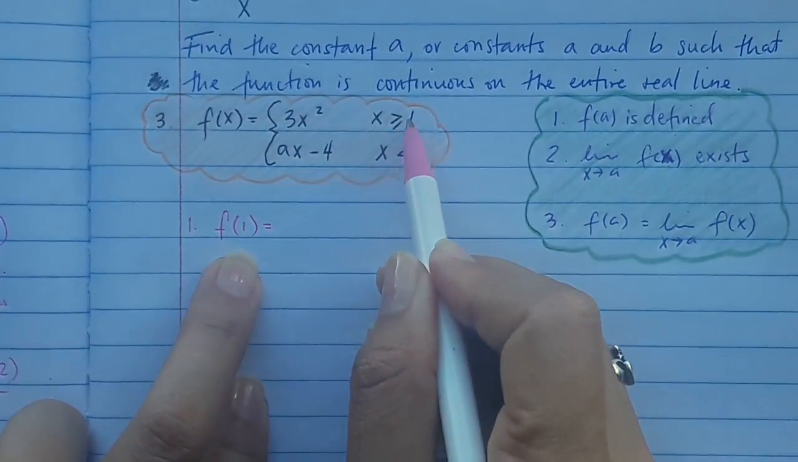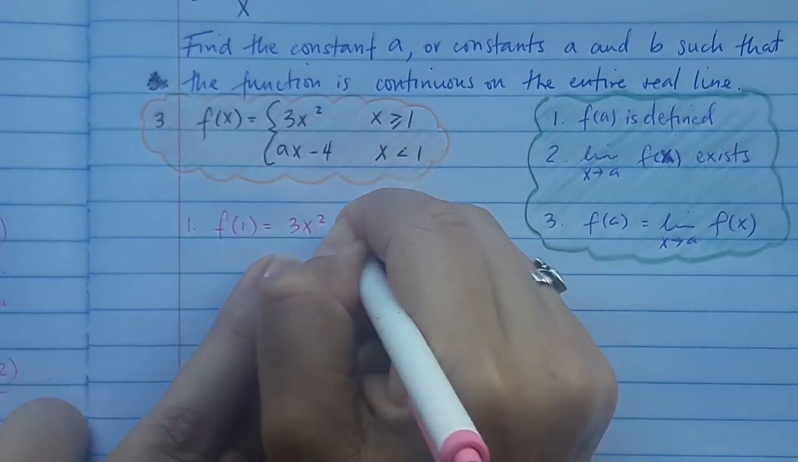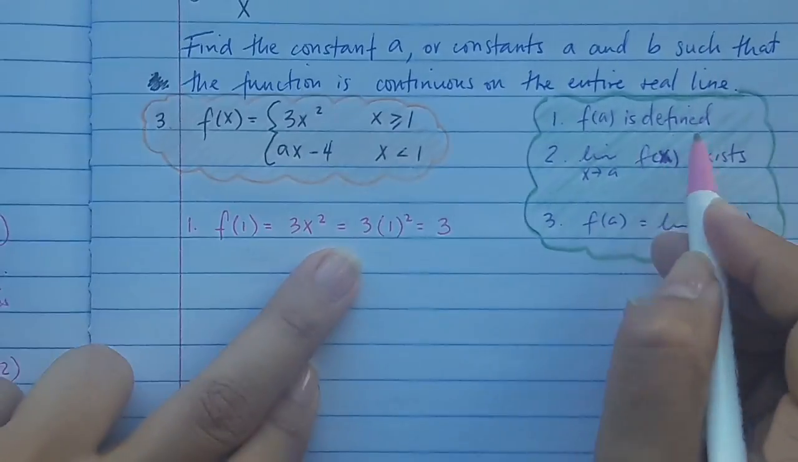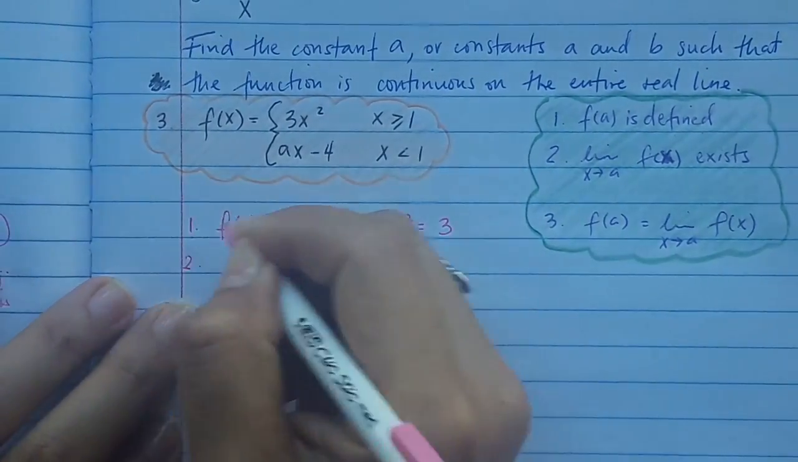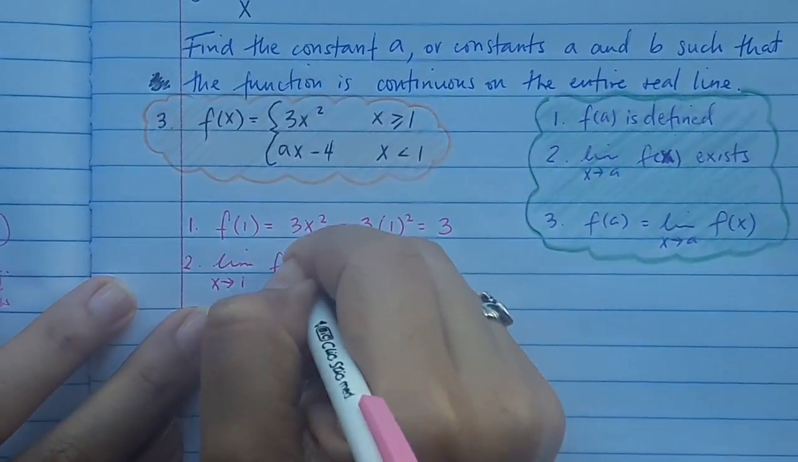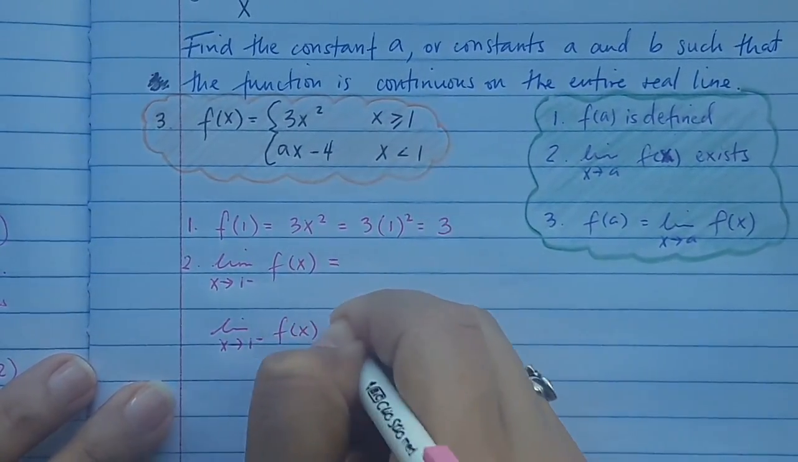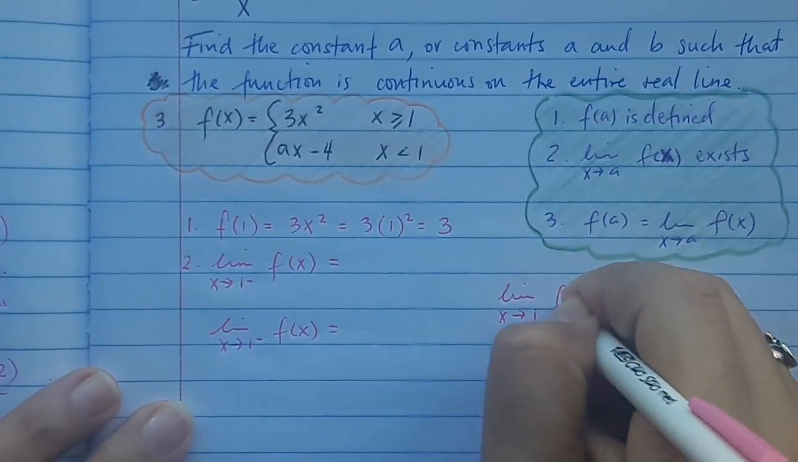So you plug in 1 where it's equal, which is the first one, so 3x squared. So you're going to get 3 times 1 squared, which is 3. Yes, it's defined. Perfect. So far so good. The limit as x goes to 1 of the function, from the left and from the right, and if those two things are equal, then the limit exists as it goes to 1.